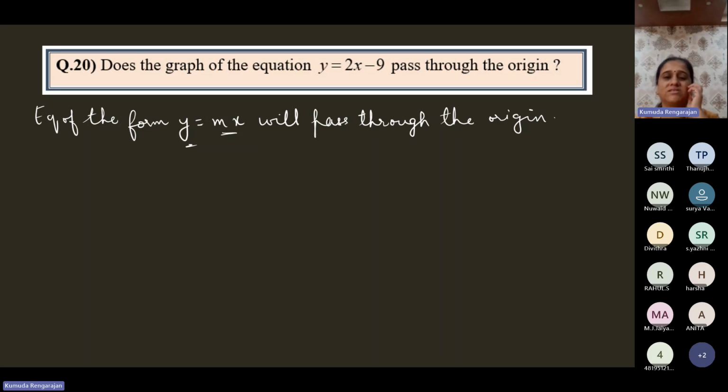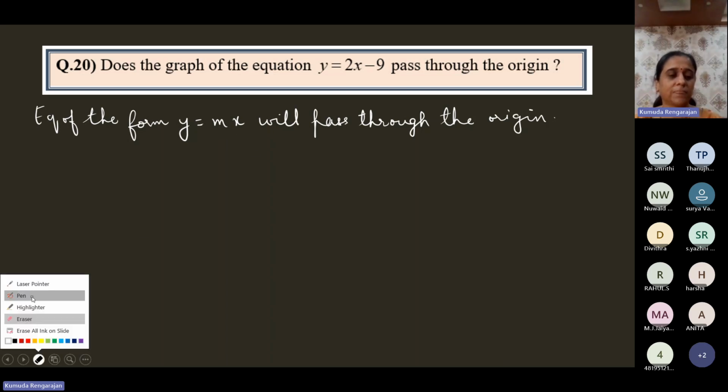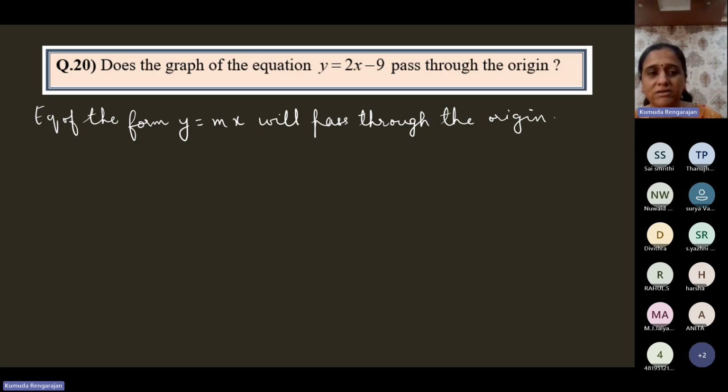If it has a constant other than 0, here the constant is 9, minus 9 or plus 9, whatever, but the constant is not 0. So the graph of this equation will not pass through the origin. I repeat, if the equation has only the x term and the y term, and does not have the constant, that is, the constant is 0, then the graph of such an equation will pass through the origin.